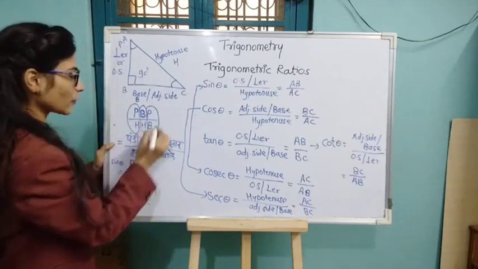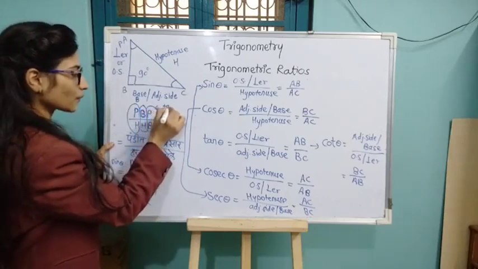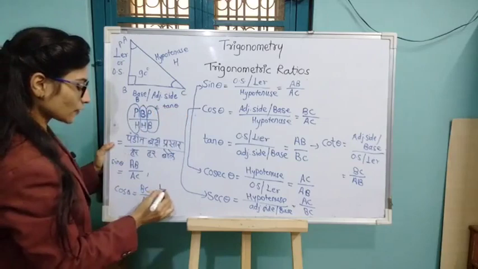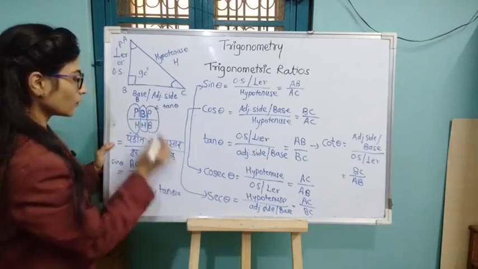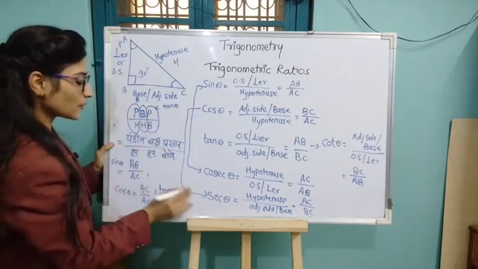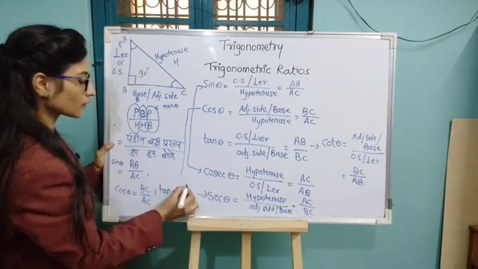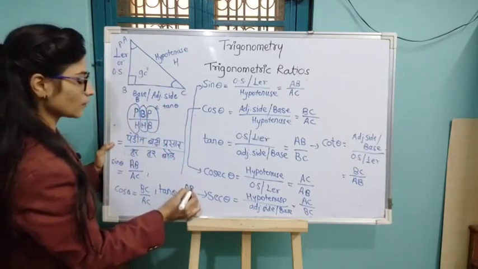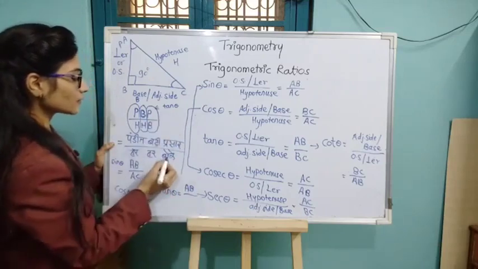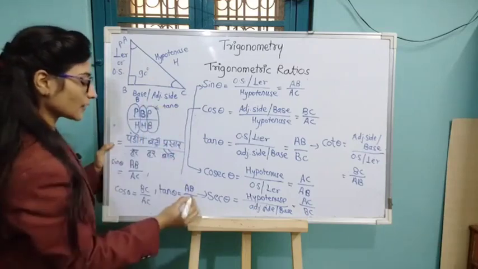Next is tan theta. So tan theta is equal to P upon B, where P means perpendicular, that is AB, and B means base, that is BC.